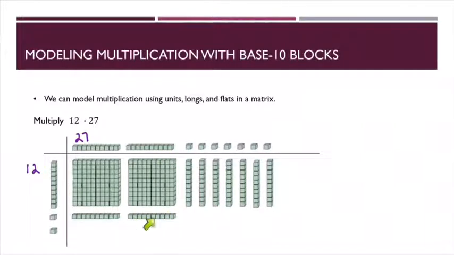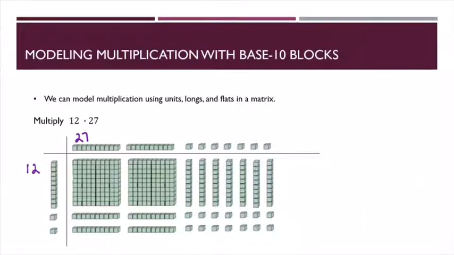So this is 1 unit repeated this many times. Here we've got 1 unit times 1 unit. So I'll need to put a unit for each of these. And we'll do the same thing for this last unit here. So now you can see we have each of these blocks repeated 27 times.